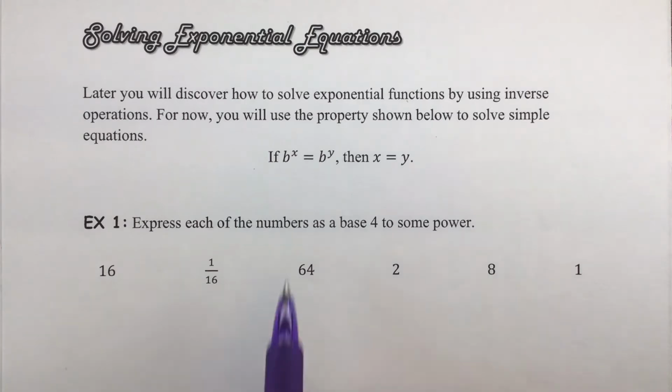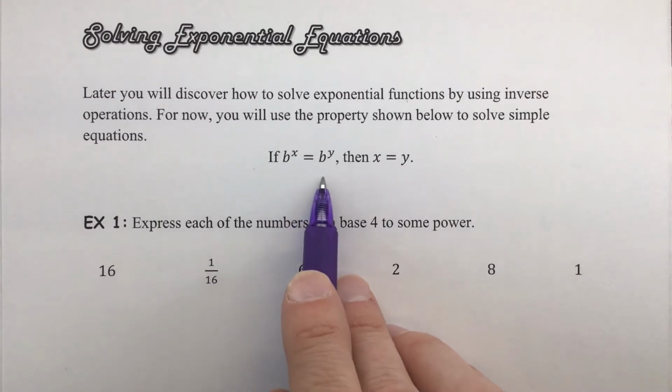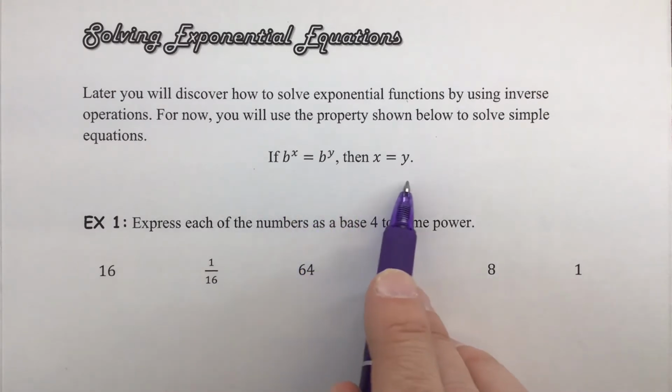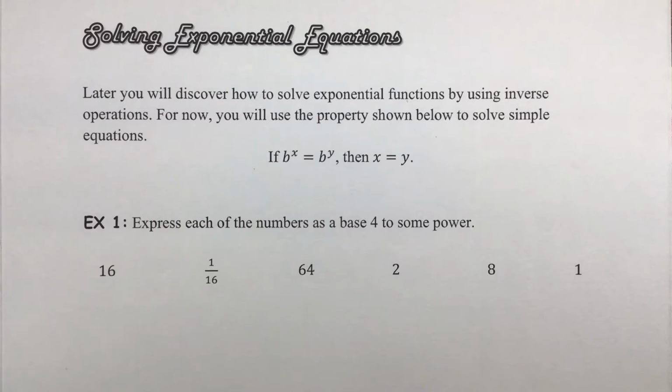All right, so what we really want to do first is take a look at a certain property. If b to the x power is equal to b to the y power, then x has to equal y. If your base is the same here and you're raising it to the x power and you're also raising it to the y power and the result of that is supposed to be the same thing, the only way that can be true is if those exponents happen to be equal to each other.